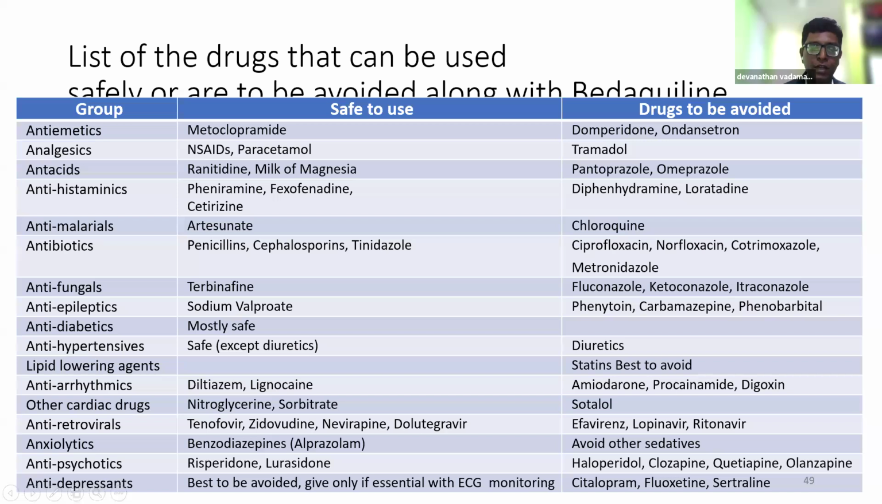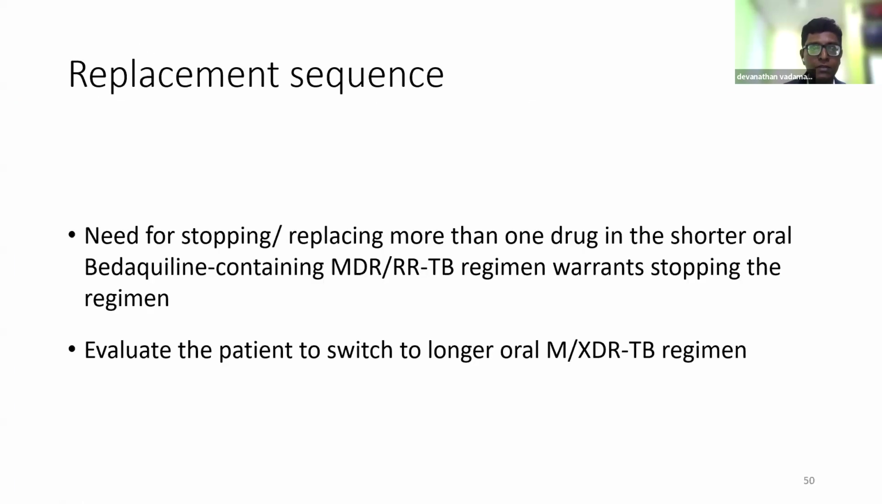Certain drugs are safe to give with this MDR regimen. With regards to anti-emetics, metoclopramide is safe to use. We cannot give domperidone, emeset or ondansetron. So this chart I have given, you can go through what painkillers you should give, what antacids we should give, what is safe and what is not safe. We have this drug chart while giving the MDR regimen.